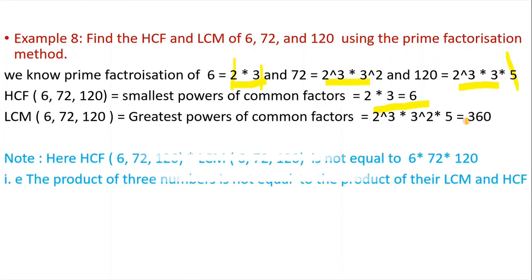Here, in the previous sums we noted that the product of two numbers is equal to the product of their LCM and HCF, but in the case of three numbers, the product of the three numbers is not equal to the product of their LCM and HCF. It is a note which we keep in mind in order to solve further problems, right?